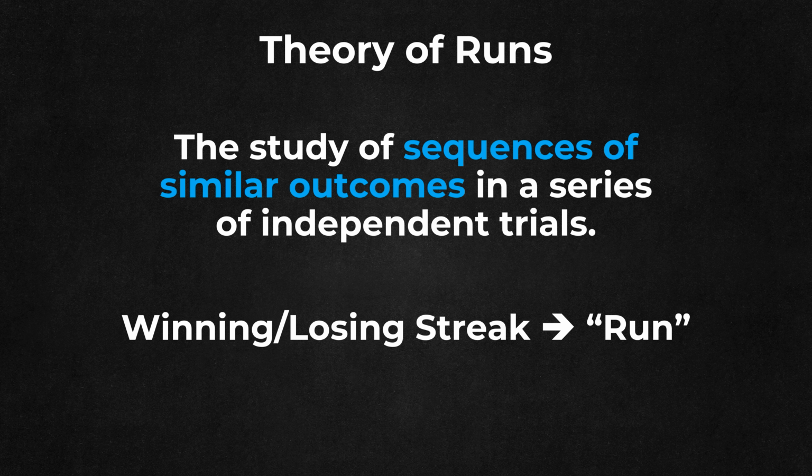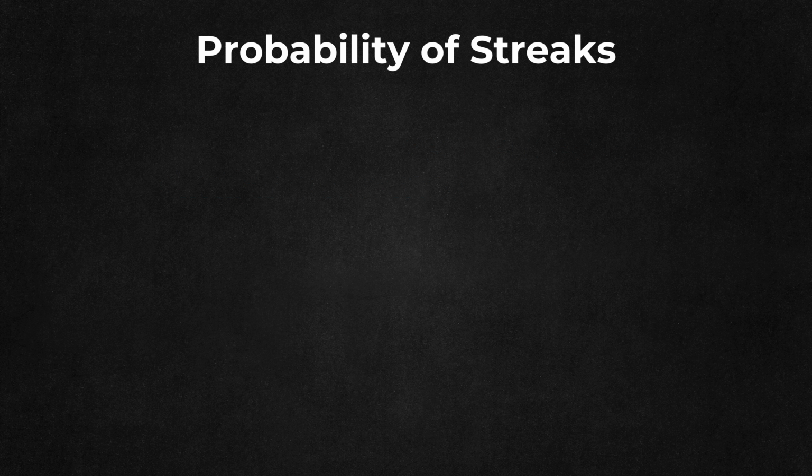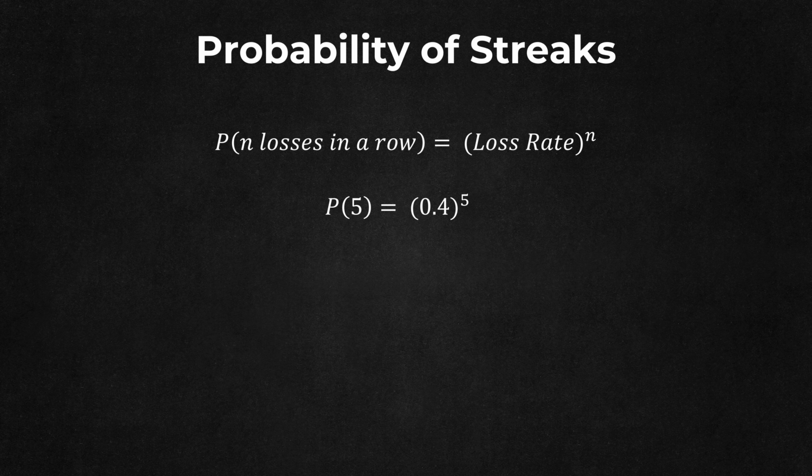This theory allows us to calculate the probability of streaks of various sizes occurring, which is given by this formula. The probability of n losses in a row is equal to the loss rate to the power of n. So for example, let's say that a trader has a win rate of 60%, therefore having a loss rate of 40%, and he wants to calculate the probability of a losing streak with 5 losses in a row. Plugging these values in the formula will give a probability of just 1.024%.